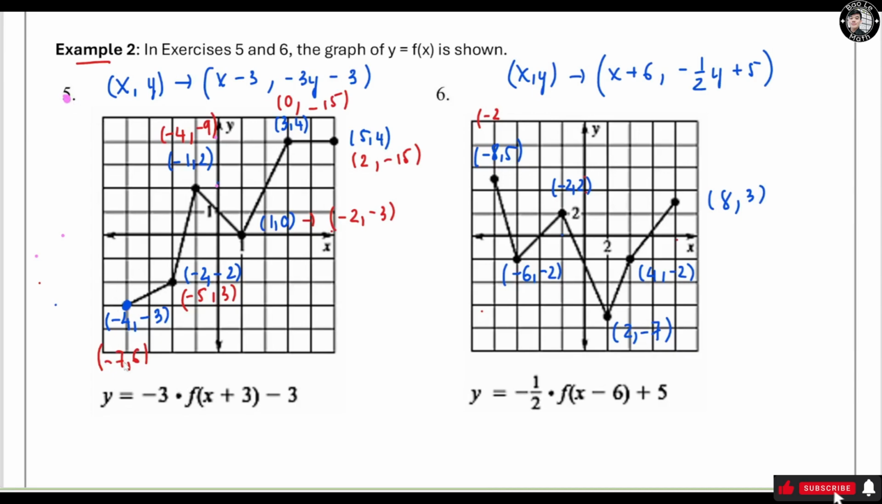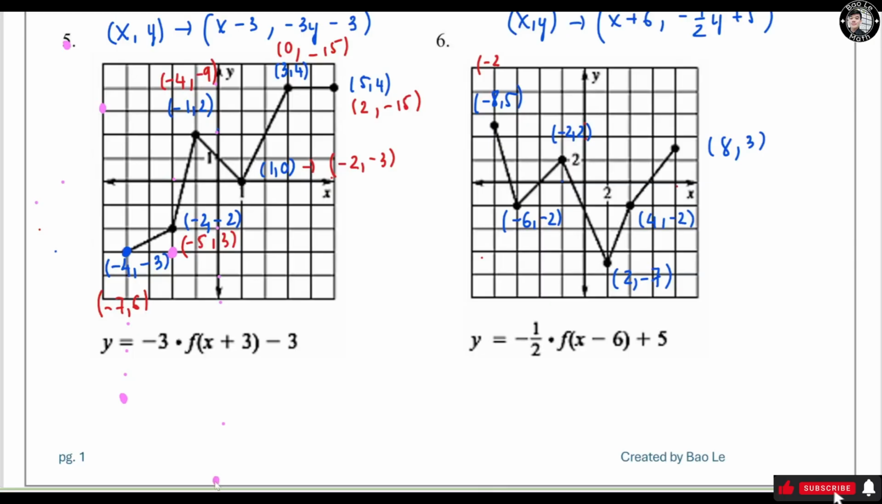It's going to be right here. Negative 5, 3, right here. Negative 4, negative 9, right here. Negative 2, negative 3, should be right here. 0, negative 15, and 2, negative 15, should be down here. So if you connect this one, it should be something like this. Now, number 6, you do exactly the same thing, right? So I'll leave this one for you to practice.